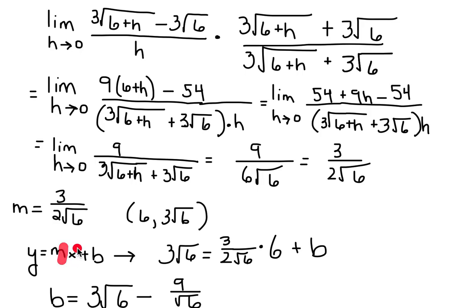I have my m, that's this here. I have my 6, that's my x. I have this, which is my y. And then once I plug that in and solve for b, I get that b is 3 square roots of 6 minus 9 divided by the square root of 6. This is the exact value. Of course, you can put it in decimal format, but I think the question wants exact. But you can always check it on your calculator if you want to graph the line with the function and see if it touches just at that one point, x equals 6. But this is the exact answer. So this is your b, this is your m.